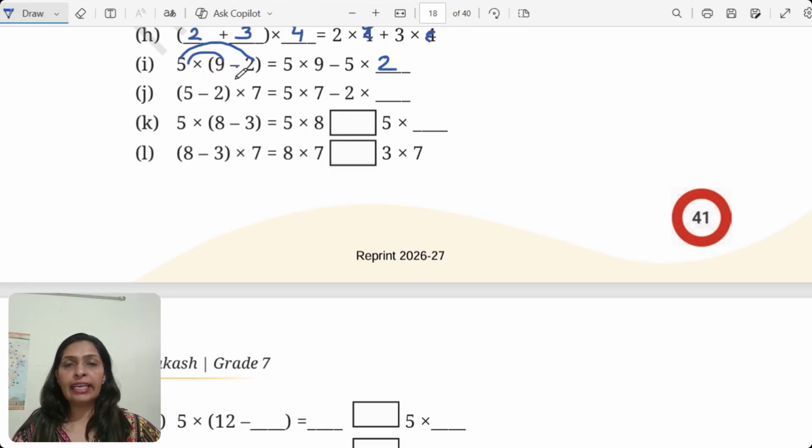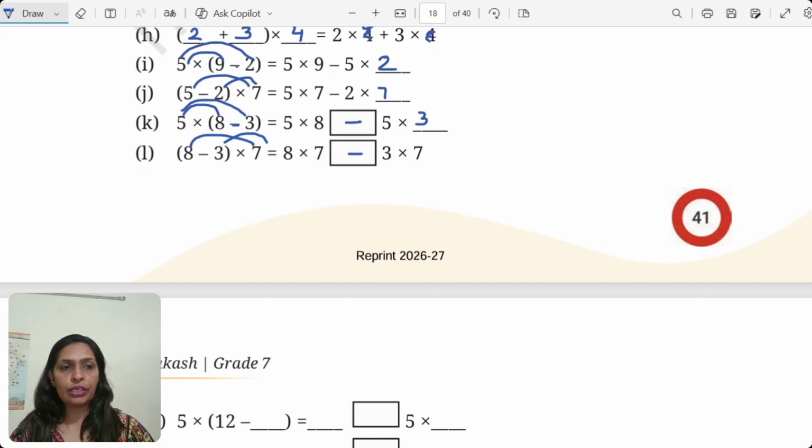Similarly, the bracket can be on the RHS or towards the first term also or the second also. So here it is going to be 5 into 7 minus 2 into 7. Then we have 5 multiplied by 8 and in between we have a negative sign. So negative will come here and then 5 multiplied by 3. Alright. Then L part, 8 multiplied by 7, that's already done for us. In between we have a negative sign and 3 multiplied by 7, which is already done for us.